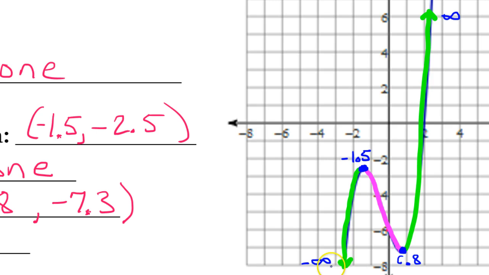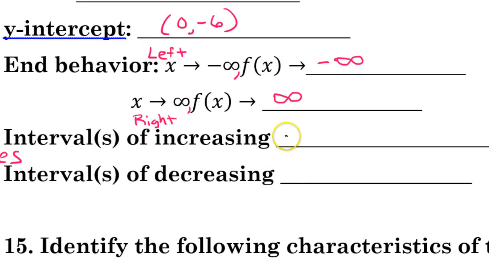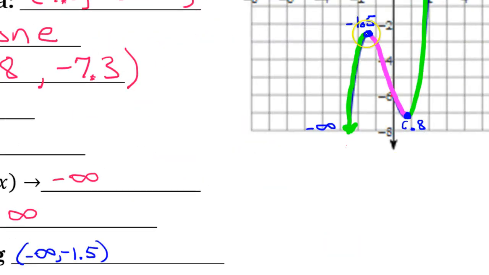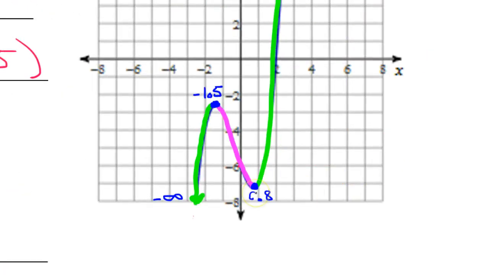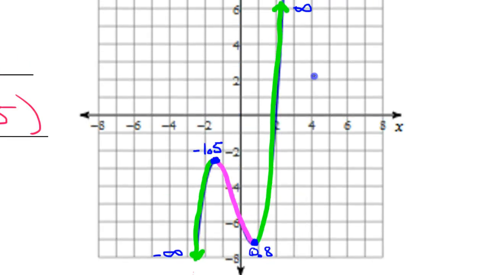Okay? So, the first increasing part of my graph goes from negative infinity to negative 1.5. See, just x values. Negative infinity to negative 1.5. Alright, these increasing and decreasing intervals always get round parentheses because right at the change point it's neither increasing nor decreasing. Now we have another increasing interval, from 0.8 to positive infinity.